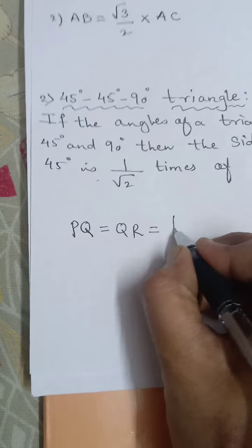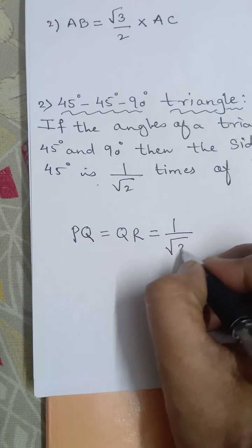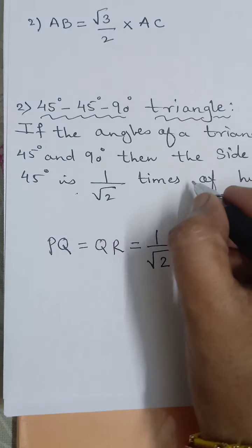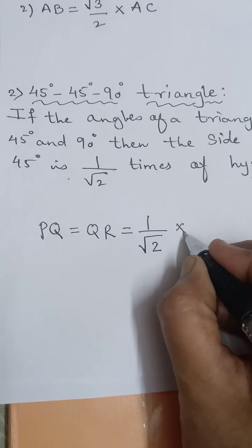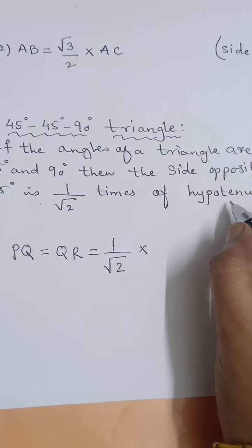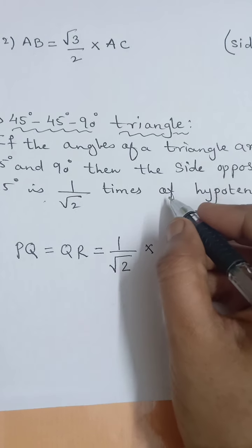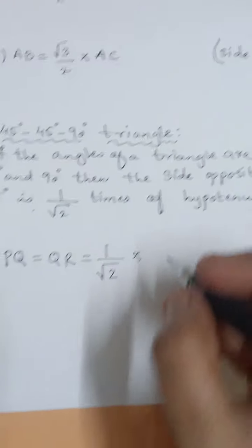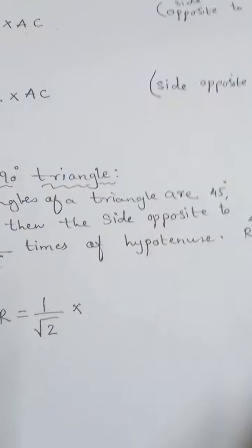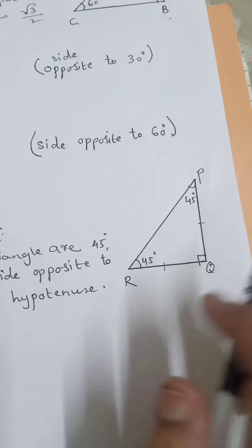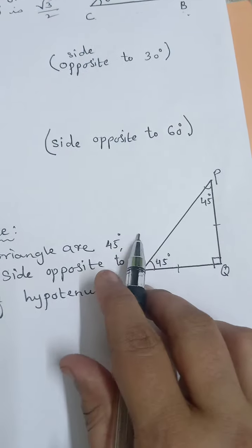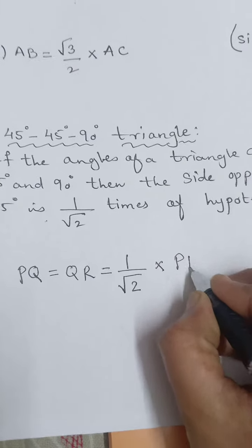The side opposite to 45 is 1 upon root 2 times the hypotenuse. Times or of, both will be nothing but the product. So I have taken the product and then the hypotenuse. The hypotenuse is the side opposite to 90 degrees, so the hypotenuse is the side PR.